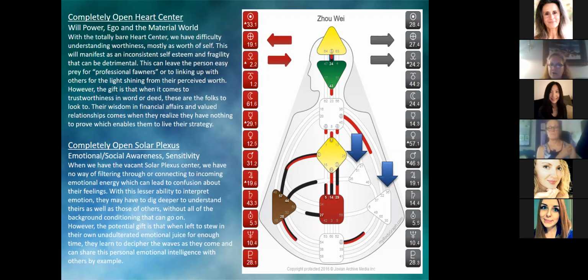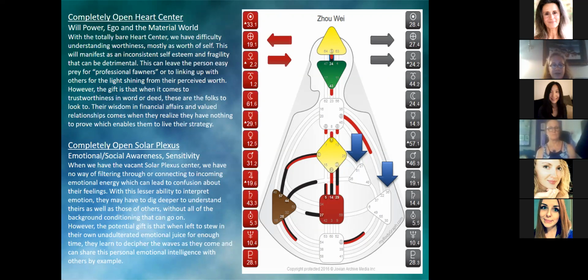With this lesser ability to interpret emotion, they may have to dig deeper just to understand their own emotions, but also others. You can have a person who has feeling confusion and it can be interpreted as anger pretty easily because a lot of people get pretty irritated when they're confused. So those finer definitions can be a challenge.